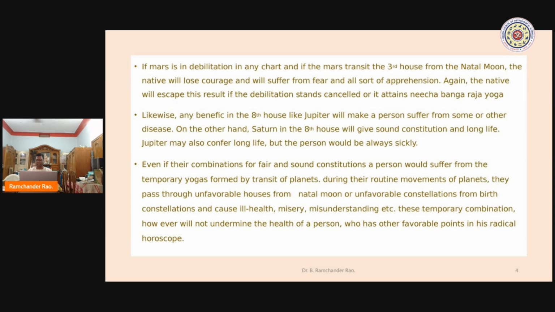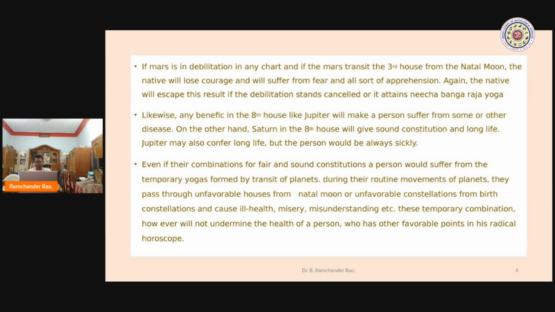Likewise, any benefic in the 8th house, this is very, very important. Likewise, any benefic in the 8th house, like Jupiter, will make a person suffer from some or other problems. So, kya hai wo disease? What's the type of disease? Jupiter, Guru will give excellent results in the 8th house, right? Fine. It is going to give longevity also, it's fine. But it makes the person suffer on account of the disease. That is predetermined. Now, Saturn in the 8th will give sound constitution and long life. Jupiter may also confer long life, but the person would be always sickly.